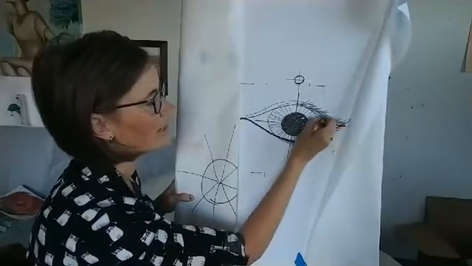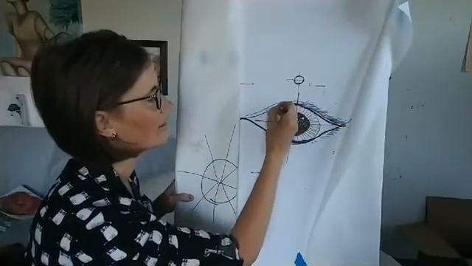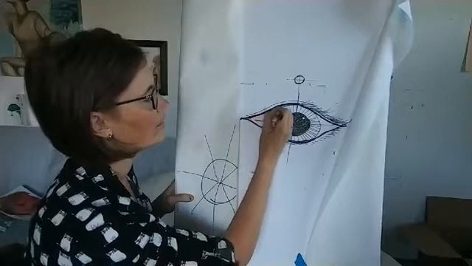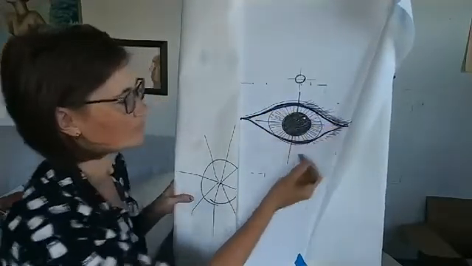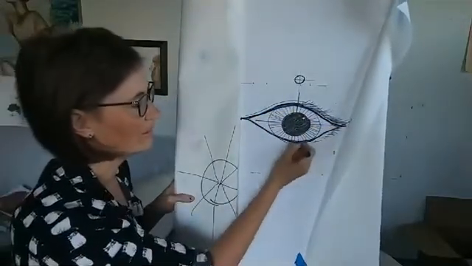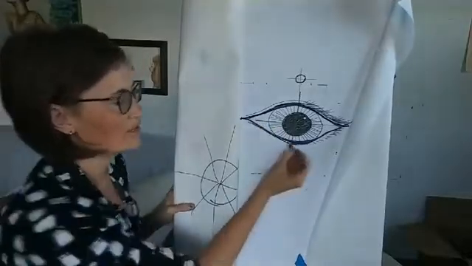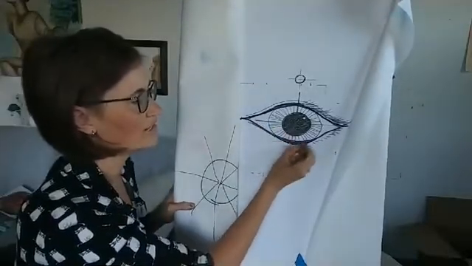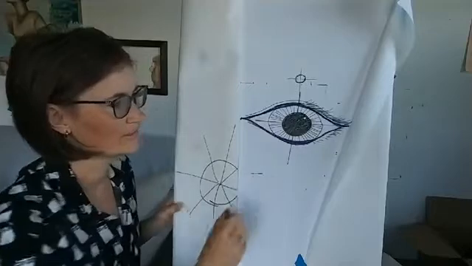I guess he got a black eye. He got hit in the eye. Okay. There. So now you've erased those. You have your eye.